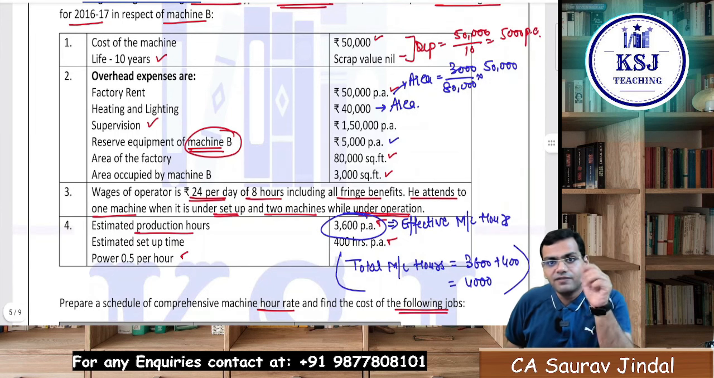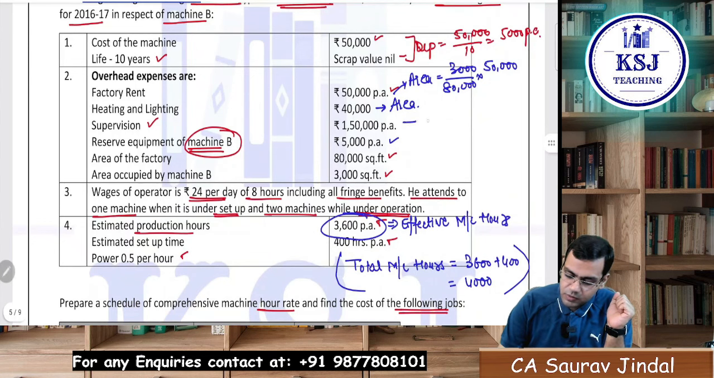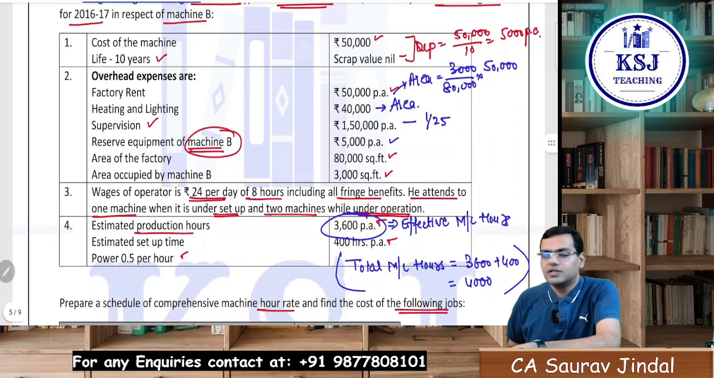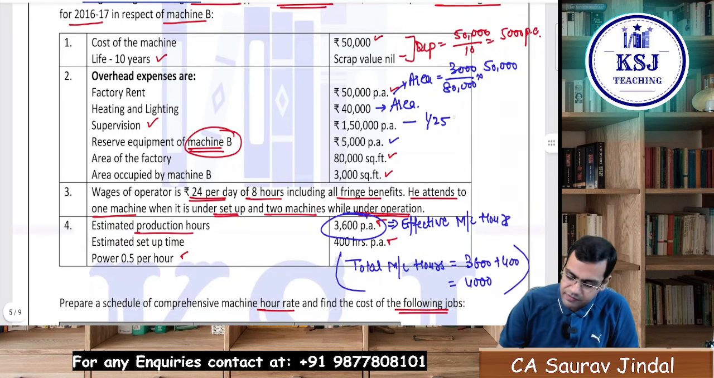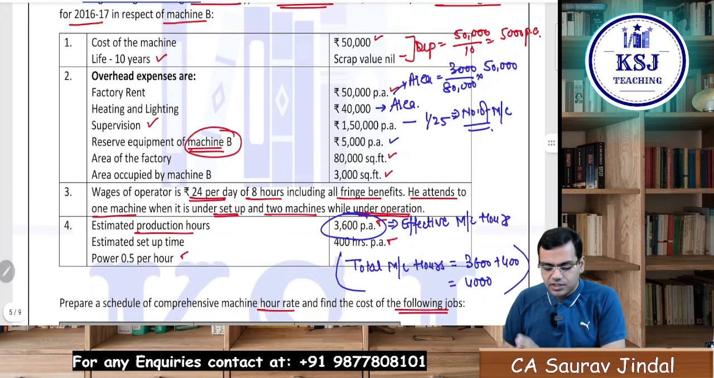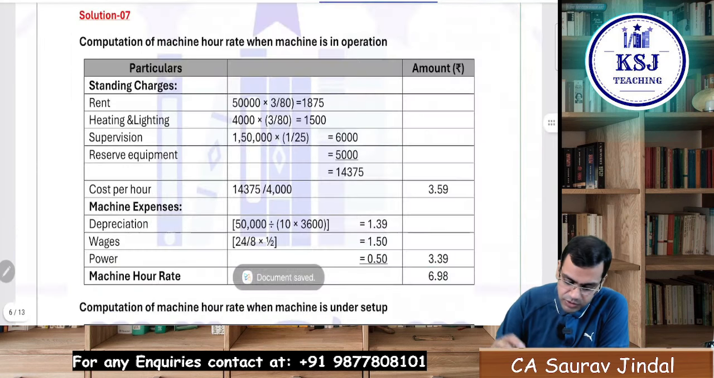Simple. There are 25 machines. So what is the cost for one machine? Obviously the supervision is being done for 25 machines. So out of those 25 machines, what is the cost for this particular machine on the basis of number of machines, because there is no other base on the basis of which we can do it, right? Reserve equipment is already given for machine B, power is given there. Clear? Let's see the solution now.